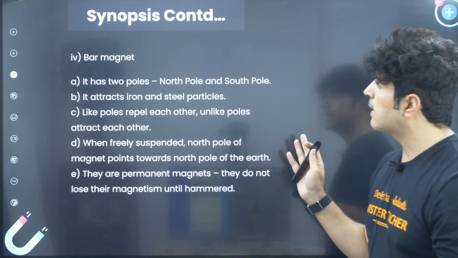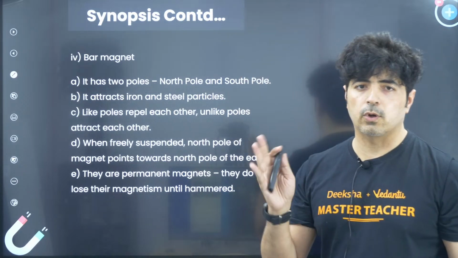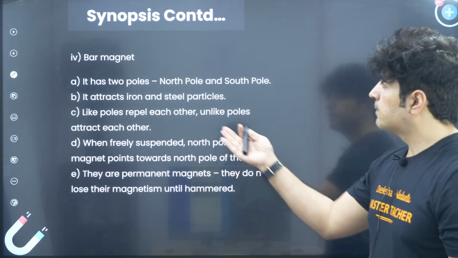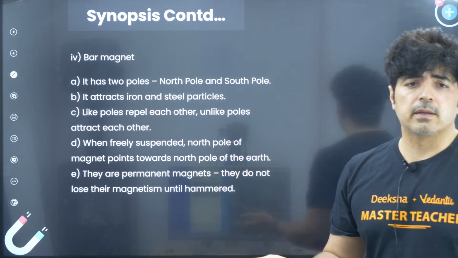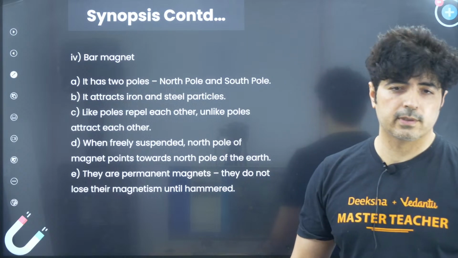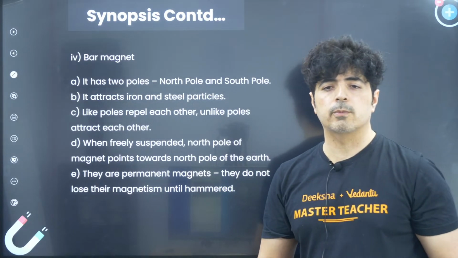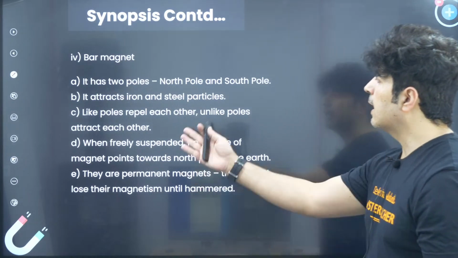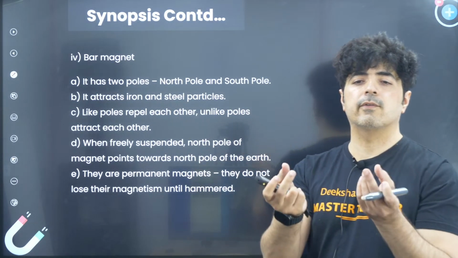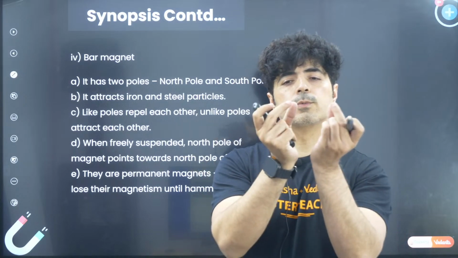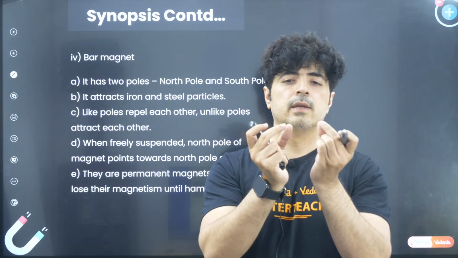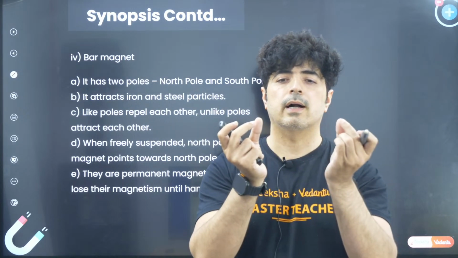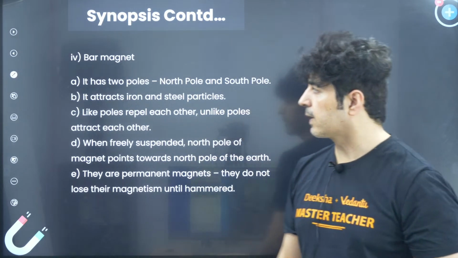It says that a bar magnet has two poles, north and south pole. I hope everybody knows that by now. It attracts iron and steel particles. We have seen that from our childhood. Like poles repel: when we were kids, we used to take two bar magnets and bring them close to each other. North facing north repel each other, north facing south attract each other.